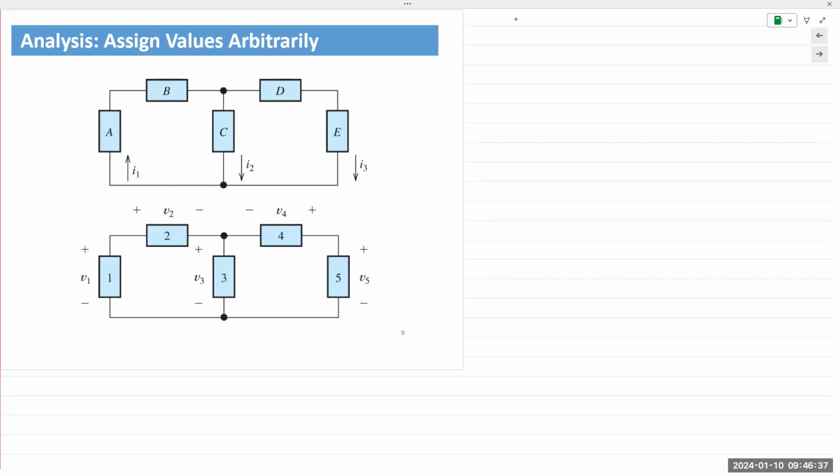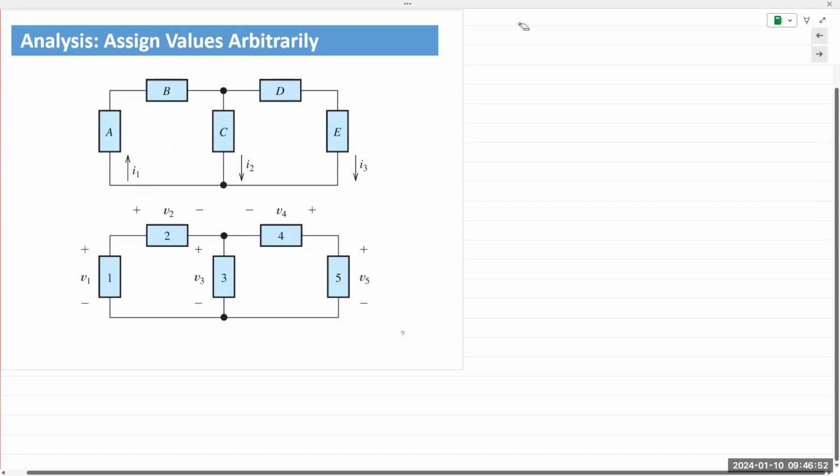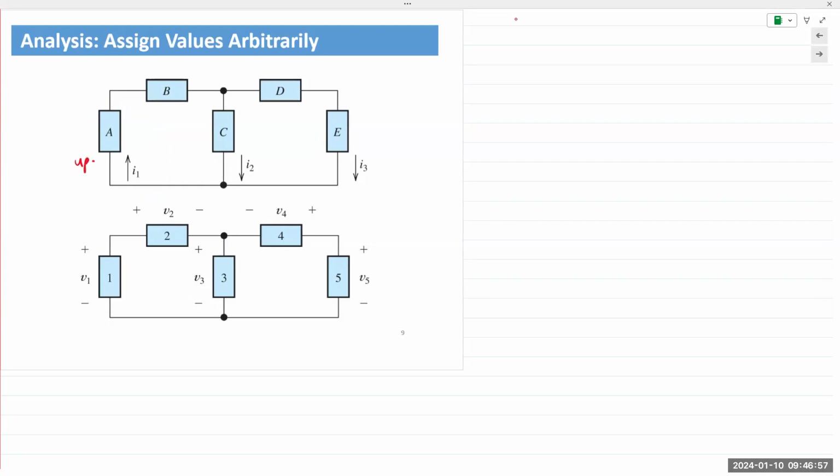So in this illustration right here, we say we have element A. We have no idea what that element is right now, but we simply assign the current I1 flowing through A as going up. Or more appropriately, I would say it is entering from this point and exiting out of this end. Okay, so the current is flowing here, coming out here. Same thing with I2 and I3.